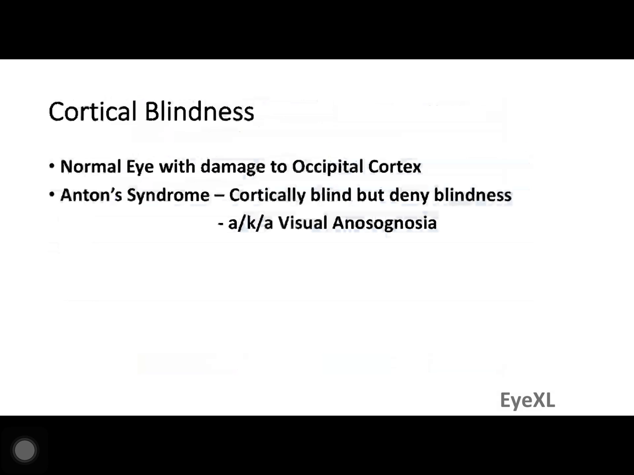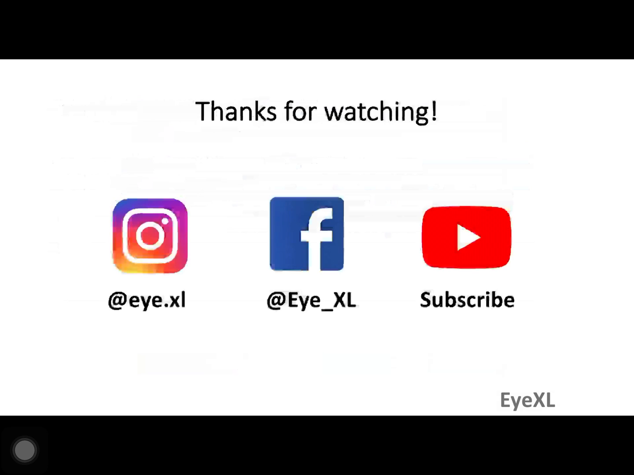So the patient loses insight into his own disease. He's unaware that he has blindness, and this condition is also known as visual anosognosia. Anosognosia means he does not know that he does not know. A little bit of a tongue twister. So that's Anton's syndrome. That takes care of the facts and figures of blindness.